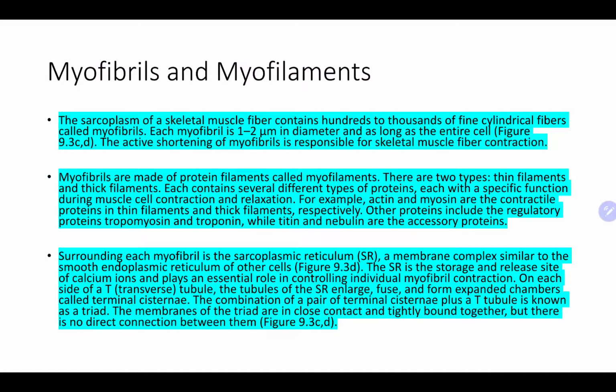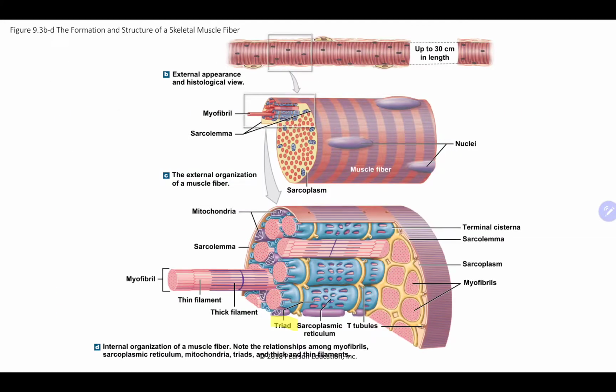We want to look at myofibrils and myofilaments. Now, myofibrils are going to be made up of protein filaments called myofilaments. There are going to be two types: the thin and the thick filament. What I want you to remember is looking at this image right here. When we're looking at a muscle cell or muscle fiber, muscle fibers are going to be made up of these myofibrils. Myofibrils will be made up of sarcomeres.